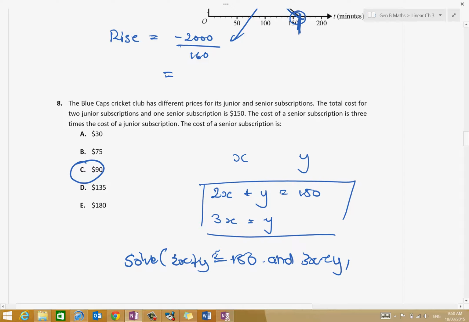What are we solving for? Comma, let's just do comma x, comma y. Or we could just do comma y, and it'll actually find that out for us.